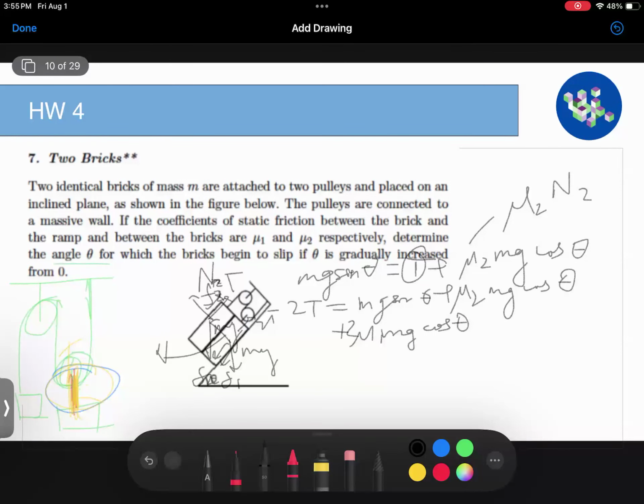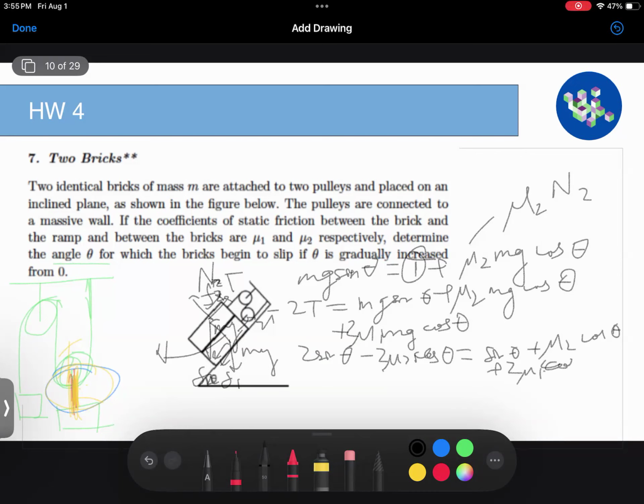And notice that we have mg and everything, so we can just cancel it out. So we have 2 sine theta minus 2 mu 2 cosine theta equals sine theta plus mu 2 cosine theta plus 2 mu 1 cosine theta. All right.